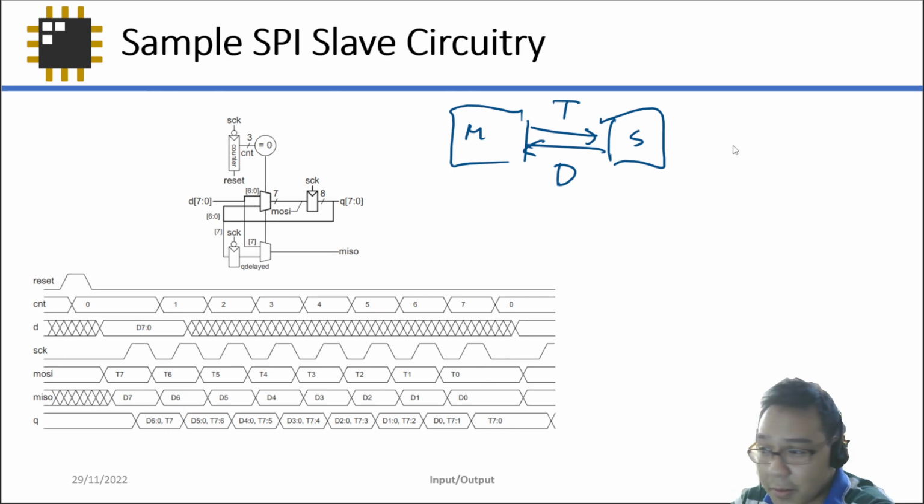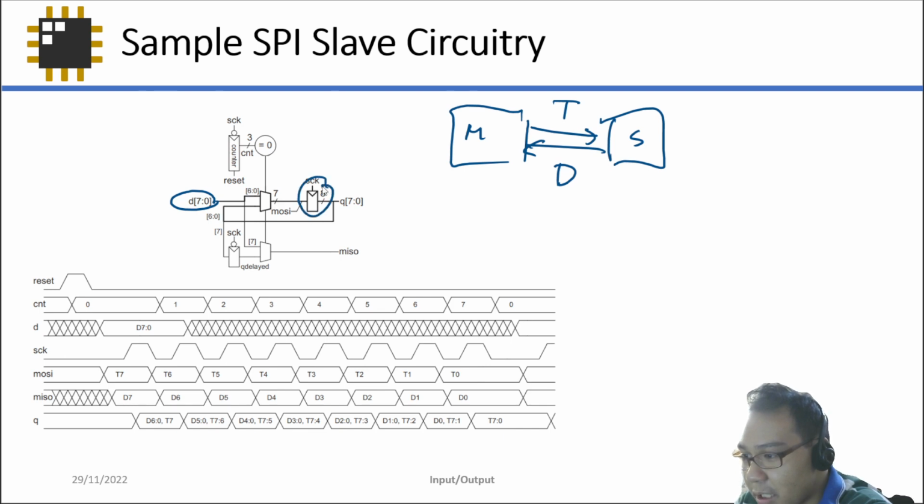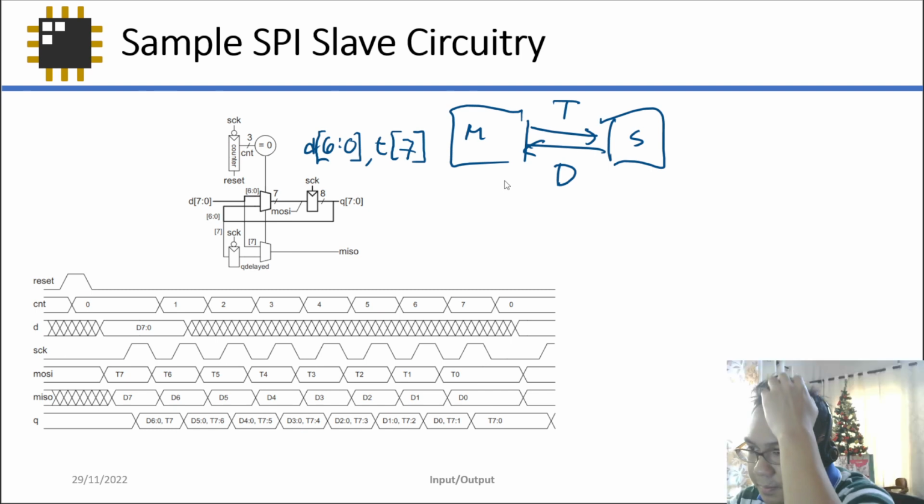Now, for every cycle, at first all the bits of D are placed into the 8-bit register, which is clocked by SCK. So if count is 0, bits 6 to 0 of D are placed into this wire here. So in the first cycle, you get D[6:0], and then the MOSI value for the last bit, which is T7.